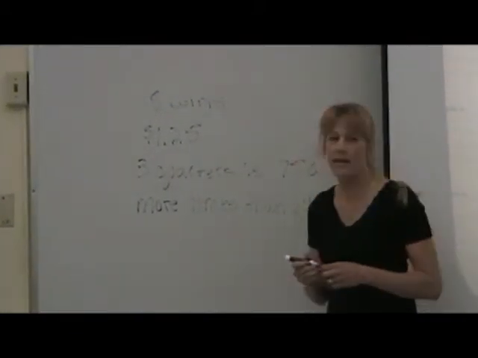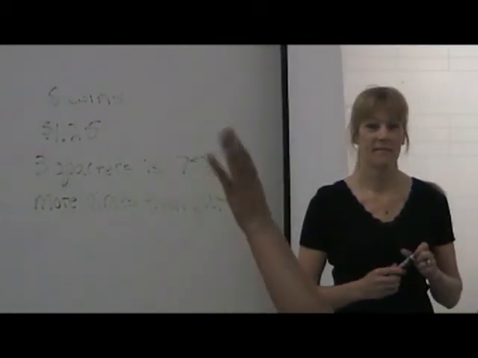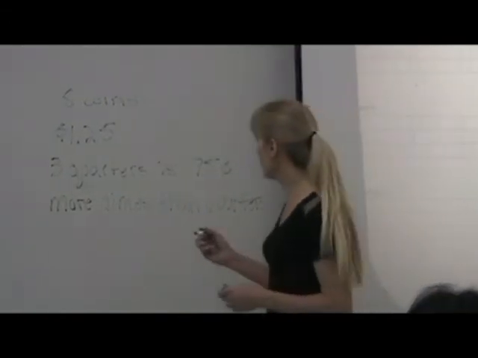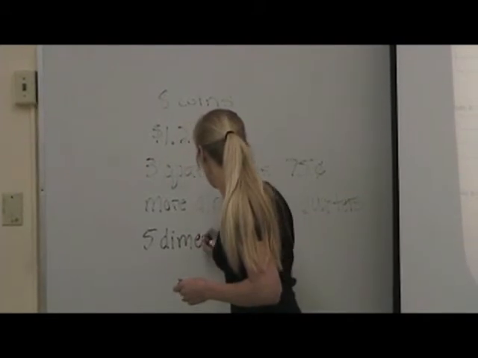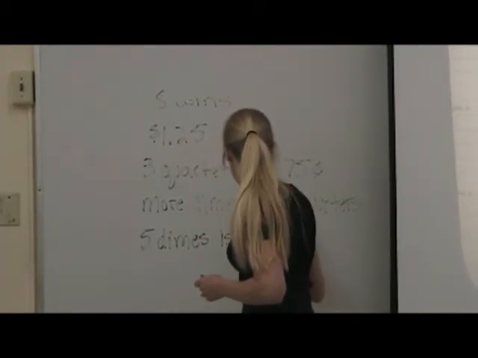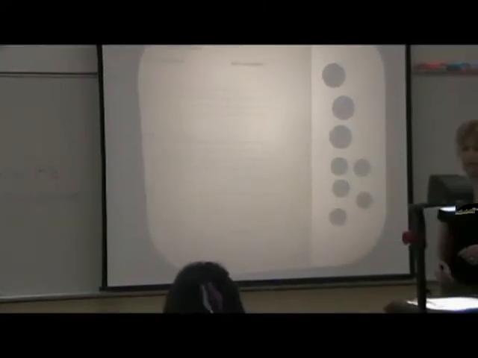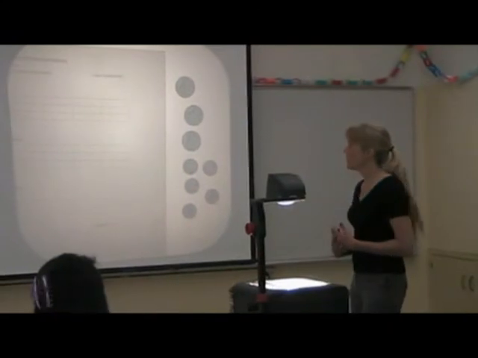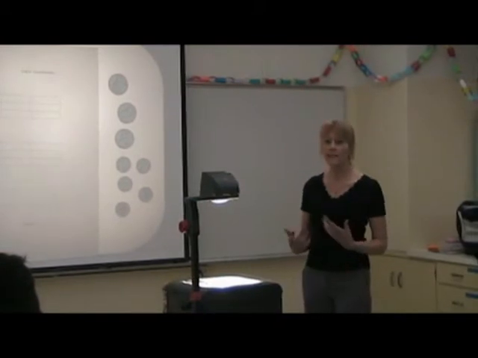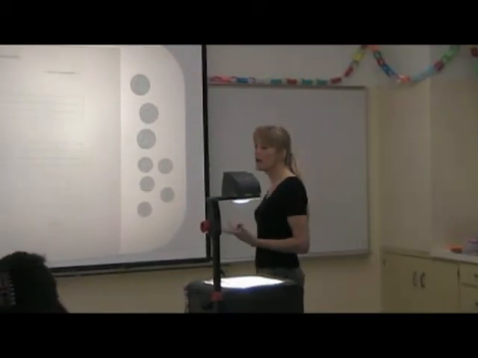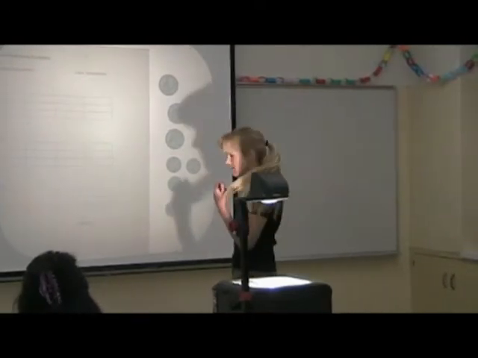Okay. Anything else? Wendy? 5 dimes are 50 cents. Okay. 5 dimes is 50 cents. Okay. So some of these facts that we've written down are value facts. They talk about the value of the coins. And some of the facts that we've written down are quantity facts. Okay? Which are the quantity facts?